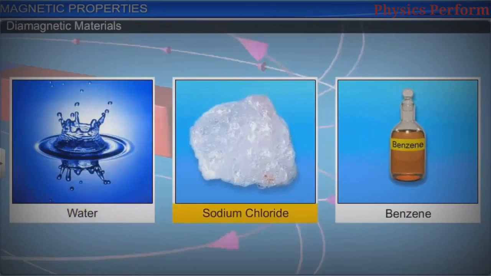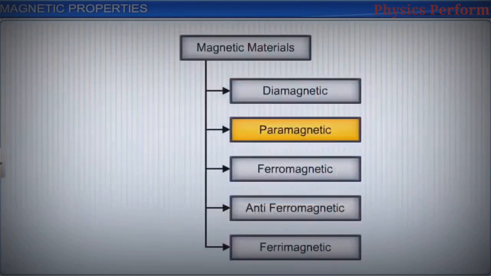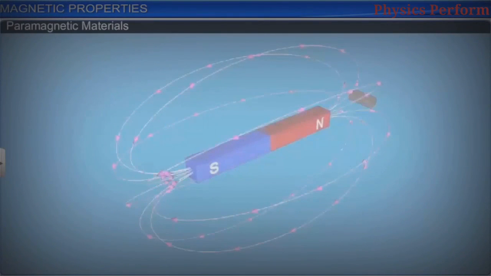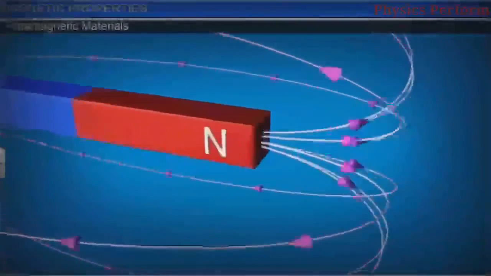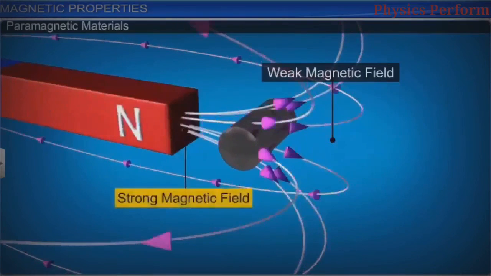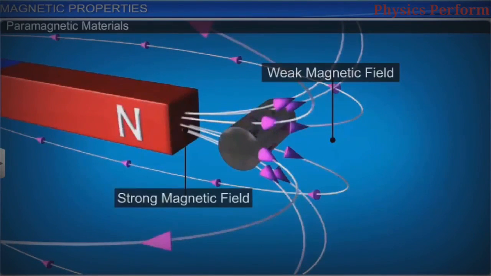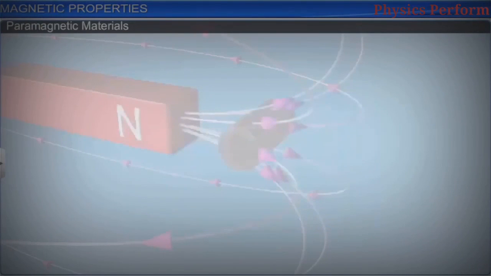Let's look at paramagnetic materials. Paramagnetic materials are materials that are weakly attracted by magnets. When a bar of paramagnetic material is placed in a non-uniform external magnetic field, it tends to move from a region of weak magnetic field to a region of stronger magnetic field. Paramagnetism is due to the presence of one or more unpaired electrons which are attracted by the magnetic field. Some examples of paramagnetic materials are Fe3+, Cu2+ and Cr3+.